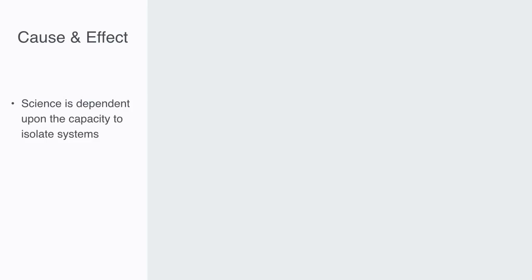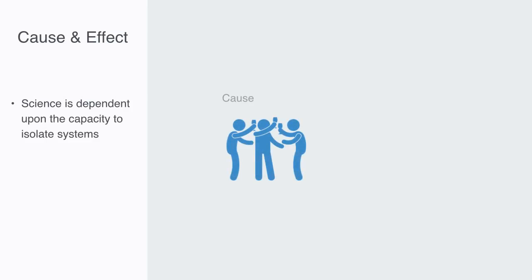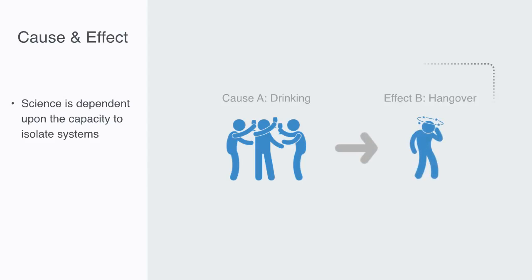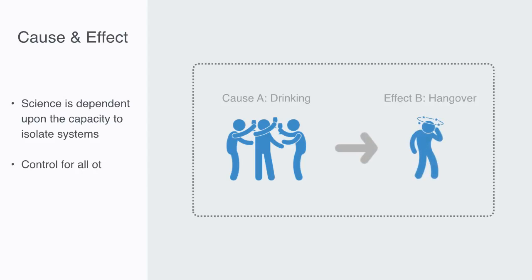This simple insight literally destroys the entire scientific enterprise, because science is dependent upon this capacity to isolate systems. Because if we want to say A causes B, then we need to be able to control for all other variables, that is, remove them from the equation. As we have stated, this is not possible.